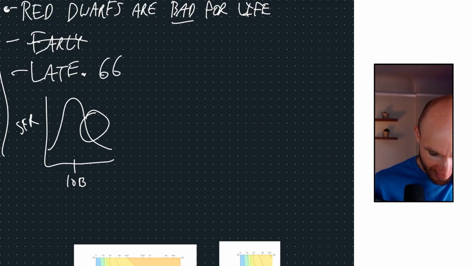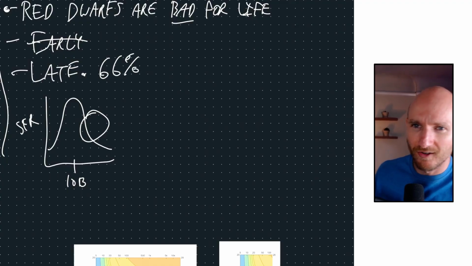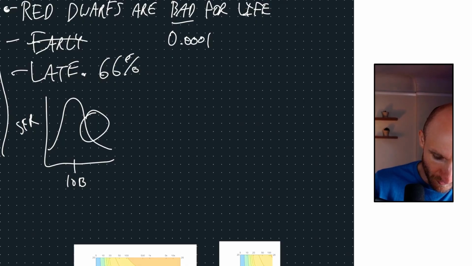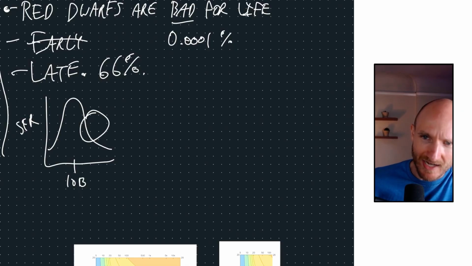And so maybe we're actually in like the 66th percentile. We're not in the 0.0001th percentile. We're not the earliest planet ever. It's like, no, we're actually kind of in the middle to late. And so that, I think, is a better explanation for what we see out there in the universe.